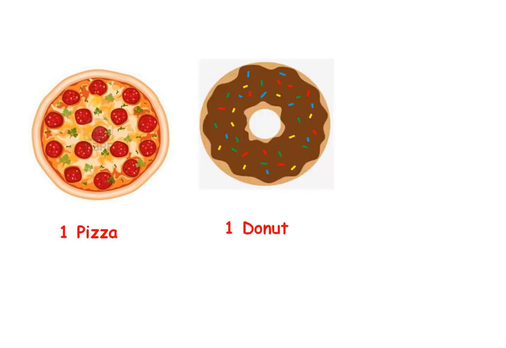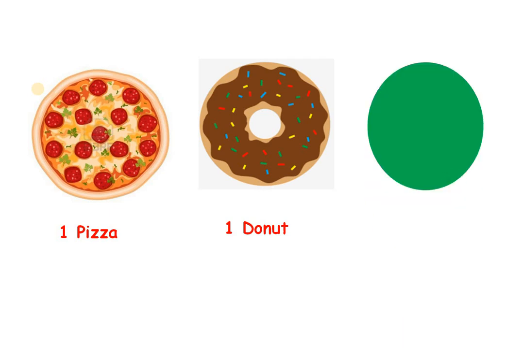Oh, look at the donut here. How many donuts are there? There is one donut. This is a green circle. How many circles are there? There is one circle. It's easy to count whole things like a pizza, a donut, or a shape. Here we have one pizza, one donut, and one circle.